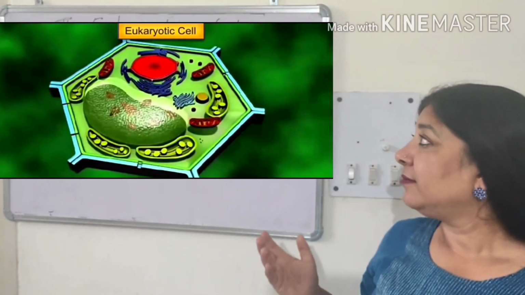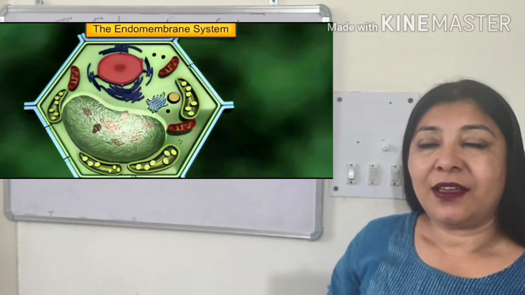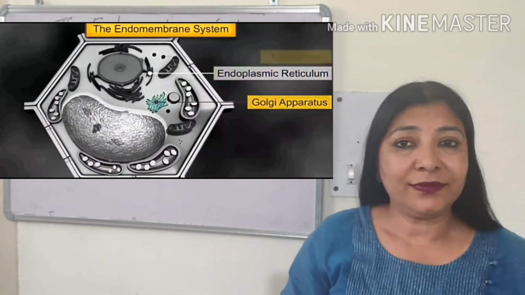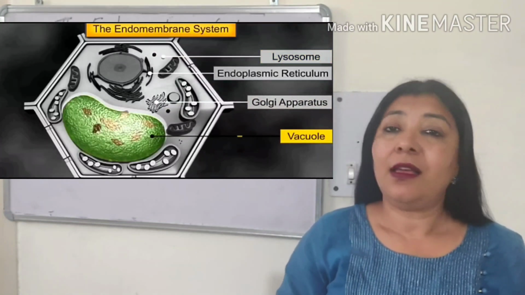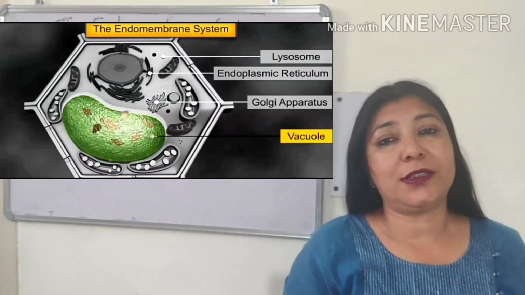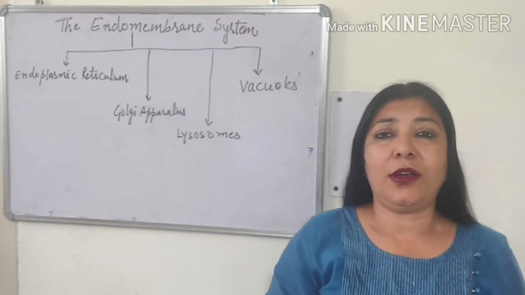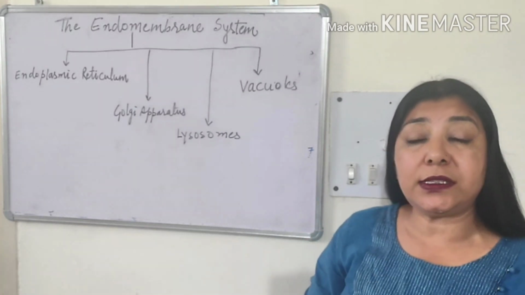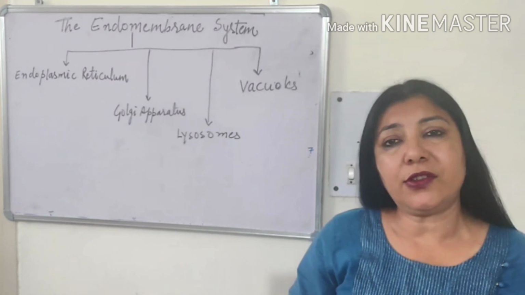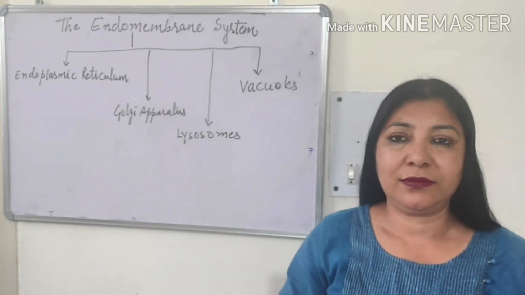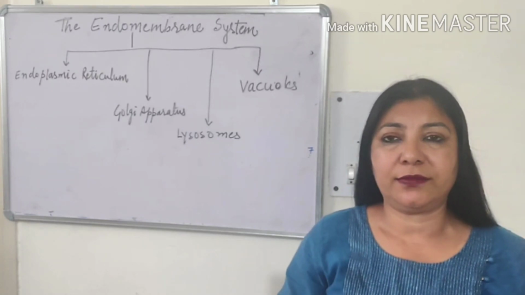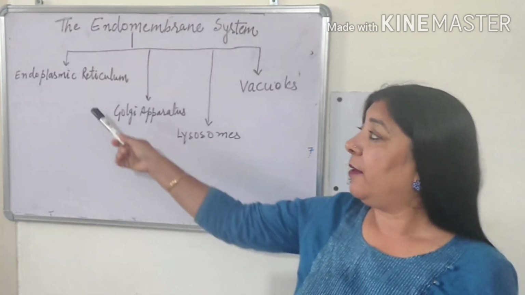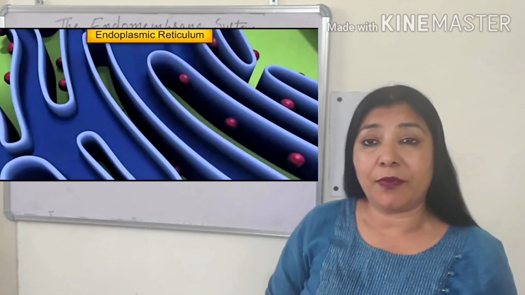is called as the endomembrane system, which includes organelles like endoplasmic reticulum, Golgi bodies, vacuoles and lysosomes. Why are they called endomembrane system? They are the part of the endomembrane system because their structure and functions are coordinated with each other. They are interrelated, intercommunicated. So let's study them one by one. We'll begin with the first of the system, that is endoplasmic reticulum.